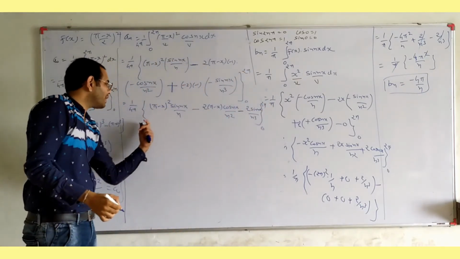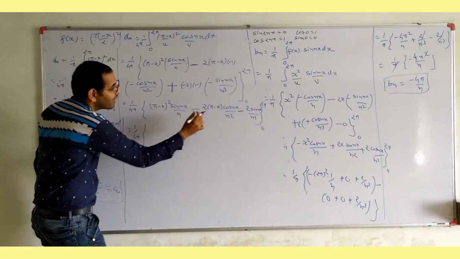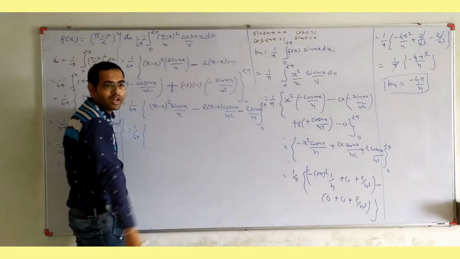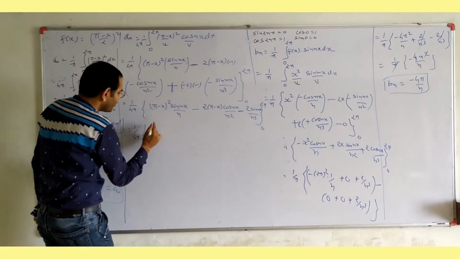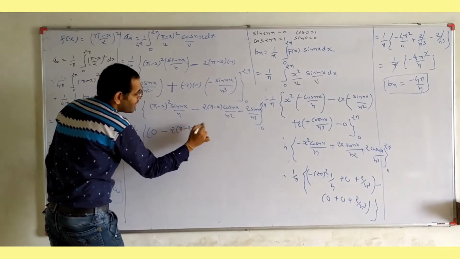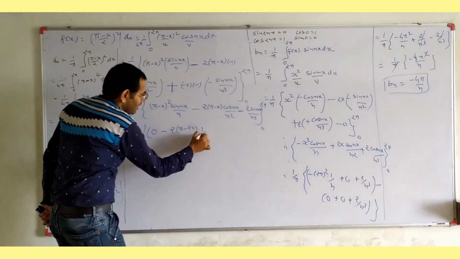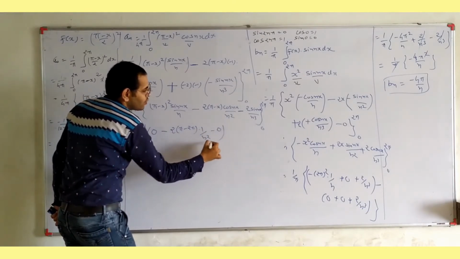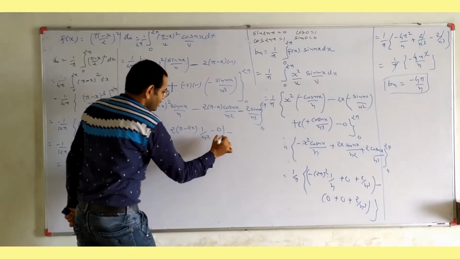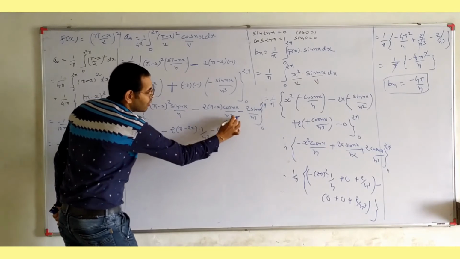Then we go for upper limit minus lower limit. Then 1 upon 4 pi, sin 2n pi, the value of sin 2n pi is 0. Then cos 2n pi is 1. Then 0 into anything is 0, minus 2 pi minus 2 pi. The value of cos 2n pi is 1. Then 1 upon pi n square, minus sin 2n pi is 0, minus 0, sin 0 is 0, 0 into anything is 0, minus 2 pi minus 0, cos 0 is 1.